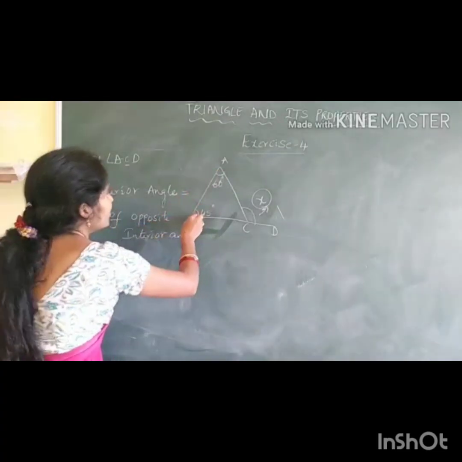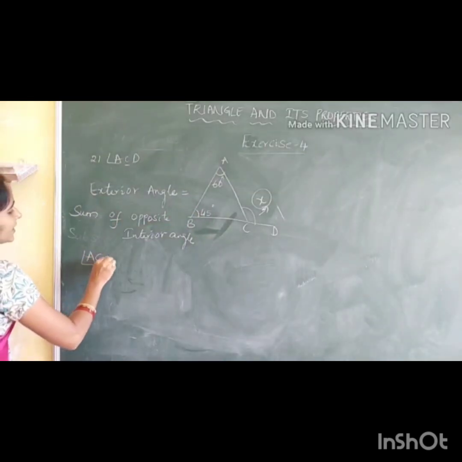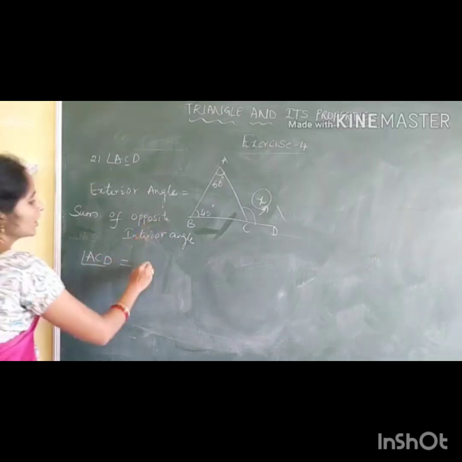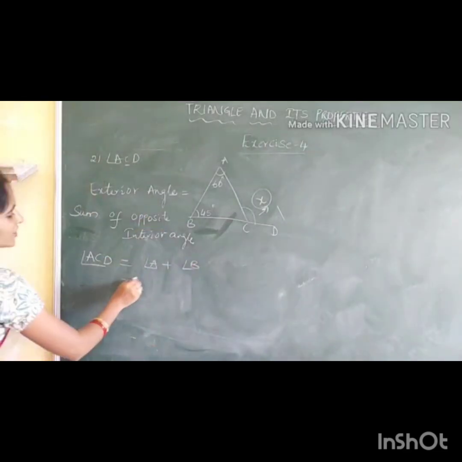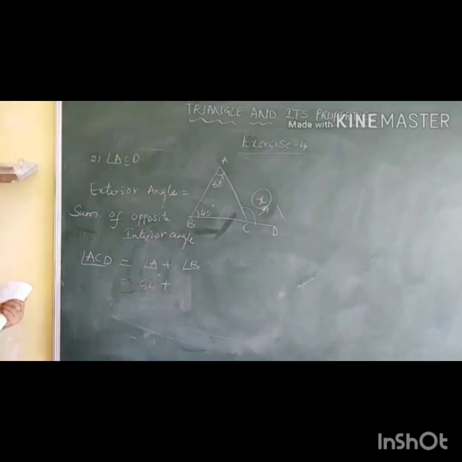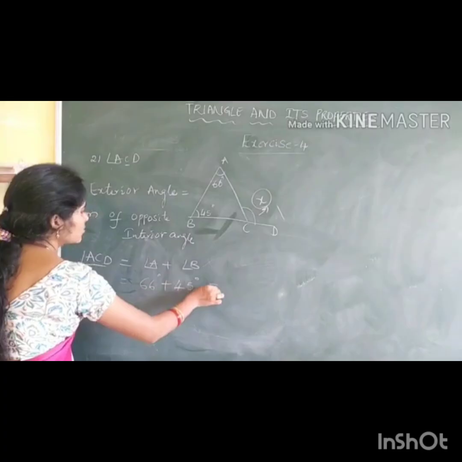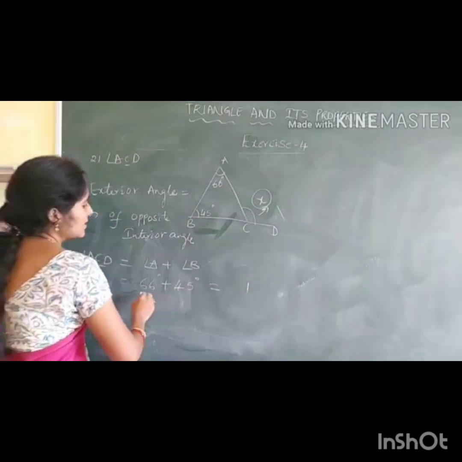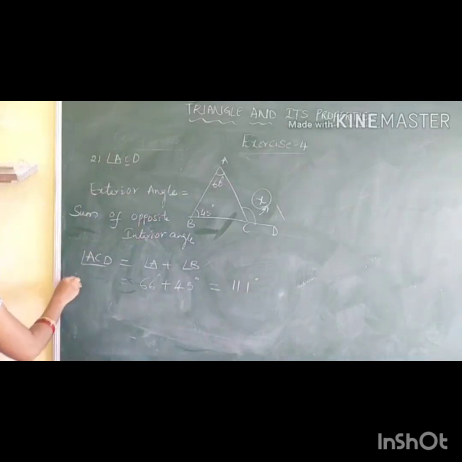Angle A and angle B are opposite interior angles. So angle ACD, the exterior angle, is equal to angle A plus angle B. Here, how much did they give for angle A? 66 degrees, and angle B is 45 degrees. If you add these two, 66 plus 45 is 111 degrees. Therefore, angle ACD is 111 degrees. This is our second sum.